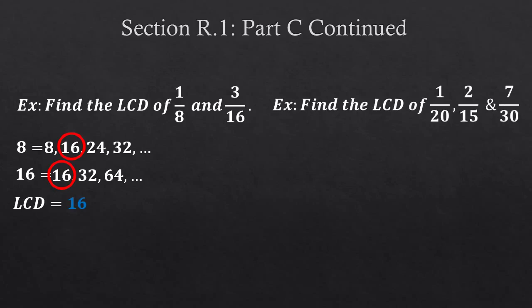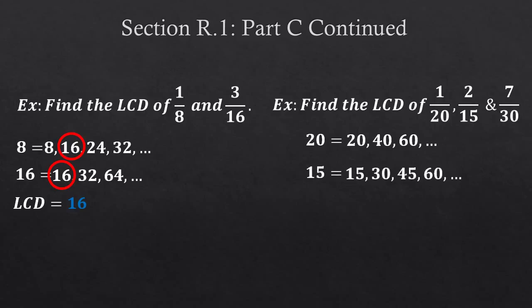Likewise, 1 over 20, 2 over 15, and 7 over 30. We'll list some multiples of 20. We'll list some multiples of 15. We'll list some multiples of 30. We'll go back and take a look. The smallest multiple that all three have in common is 60, as you can see. Therefore, the least common denominator for these three denominators is 60.